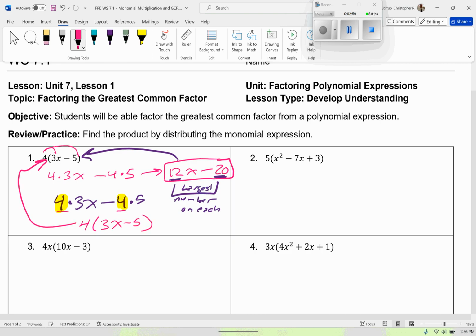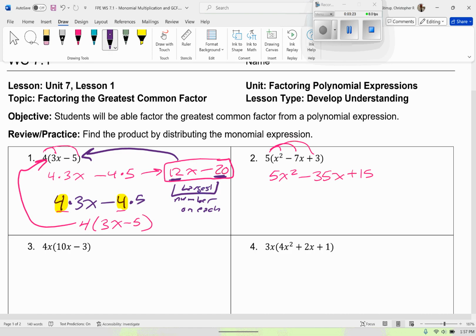So what we're going to be doing is called factoring, and we're going to start out by factoring greatest common factors, and then it builds upon that, okay? So this particular problem, everyone's okay with, this is the last chapter, 5 times x squared is 5x squared, and then 5 times negative 7 is negative 35x, and then 5 times 3 is 15.